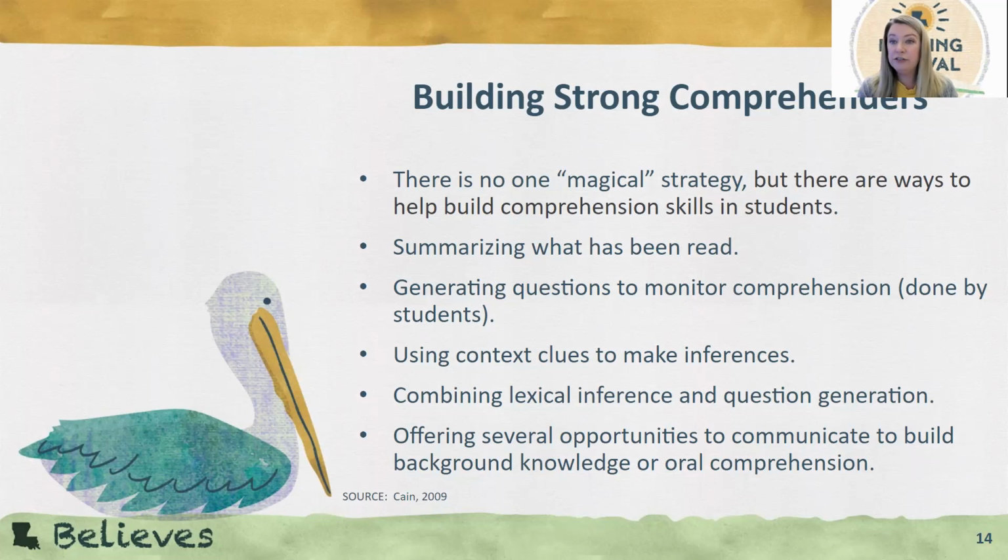Using context clues to make inferences. That's something we can do, helping them to use those context clues. Combining lexical inference and question generation, so the ability to read and then generate a question based on what you read, both happening at the same time. Offering several opportunities to communicate to build background knowledge or oral comprehension. If we have comprehension problems in general, starting with the oral component and then building into the reading component can sometimes help springboard that.